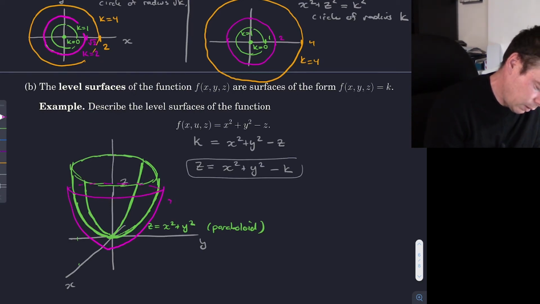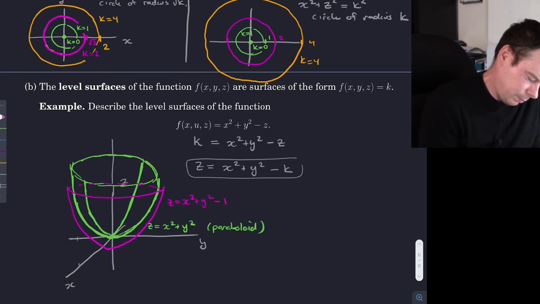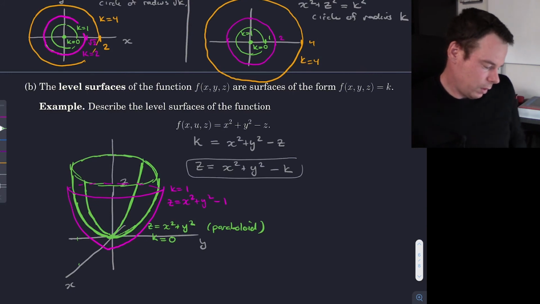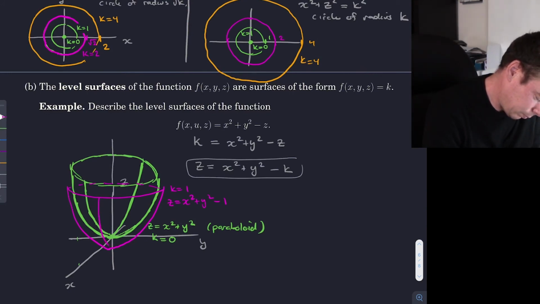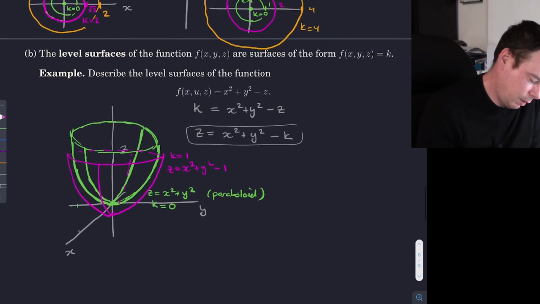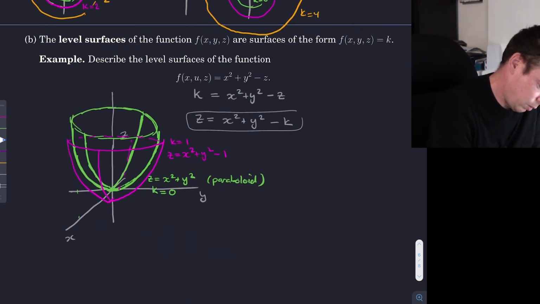So that's z equals x squared plus y squared minus 1. So this is when k is equal to 1, and the green one was the level surface when k is equal to 0. And we could keep doing this. We could keep looking at different k values. When k is equal to 2, that's going to give us another paraboloid, sort of down here a little bit more, opening up.